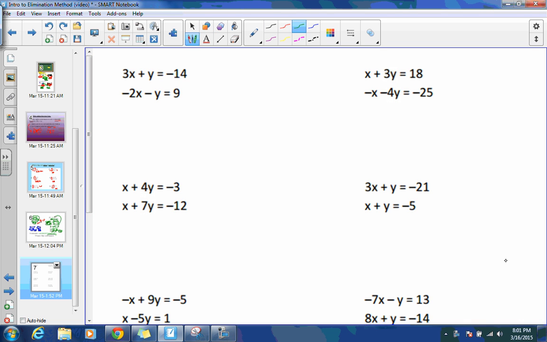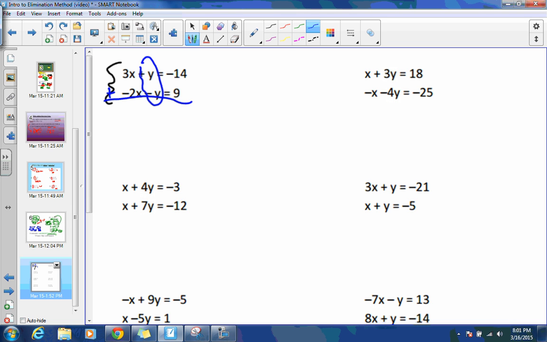y. 3x plus y equals negative 14, and negative 2x minus y equals 9. So you can tell right away the ones that are opposites, or the ones that have the same number coefficient, would be the y. So that's what we're going to cancel out. And since they're already opposites, we're just going to add the whole thing together, because we don't need to change one of them so that they're opposites.